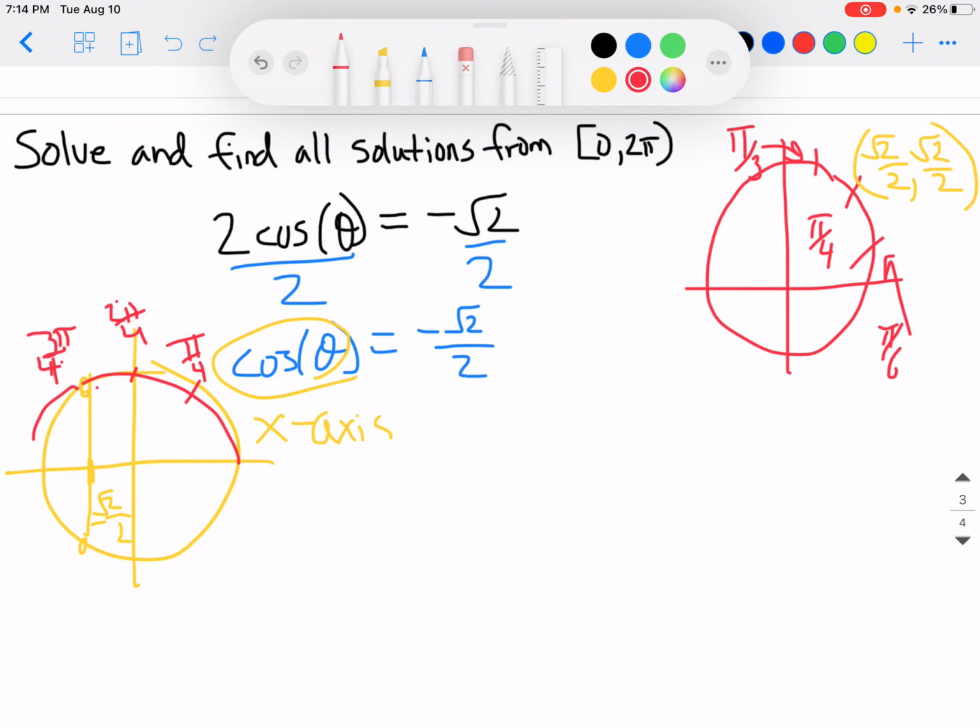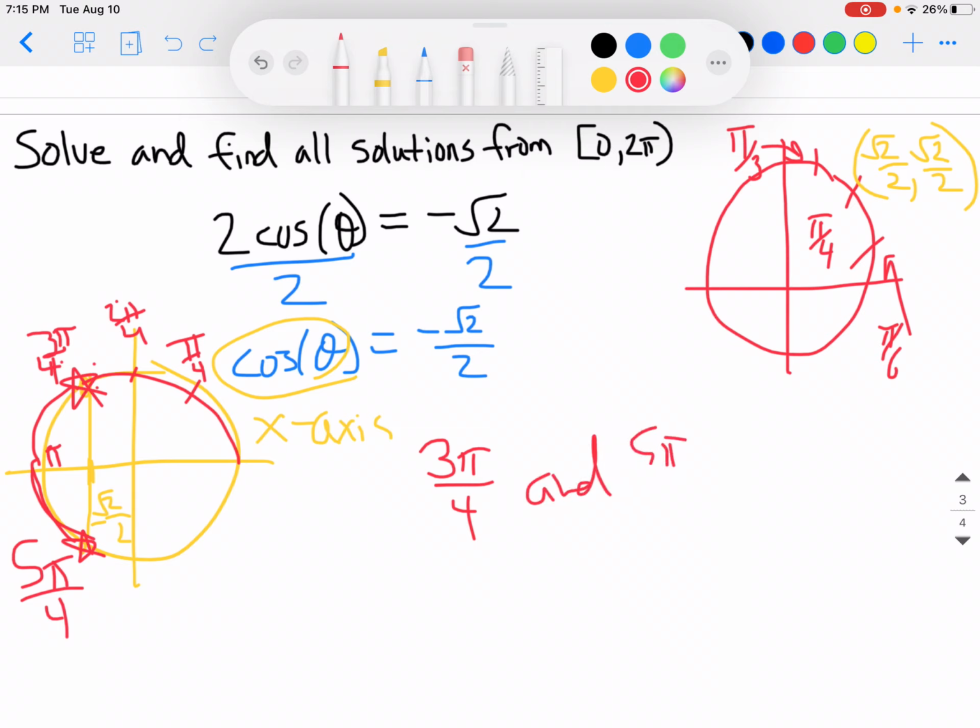The next one is not going to be this because that's just pi, so we're going to keep going down to here. So let's put stars here and here, and this is 1 pi over 4 after pi, so that's 5 pi over 4. Therefore, our two solutions to this are going to be 3 pi over 4 and 5 pi over 4.